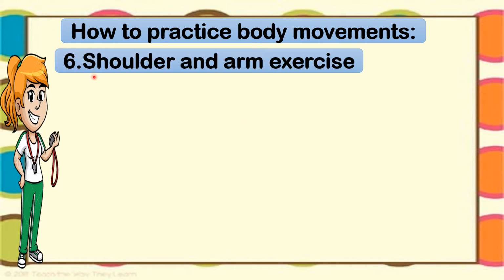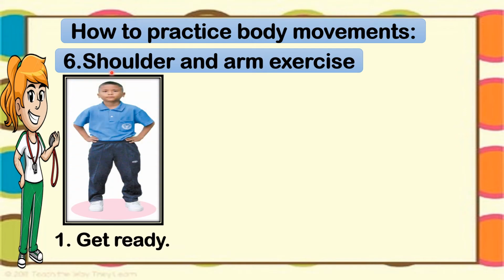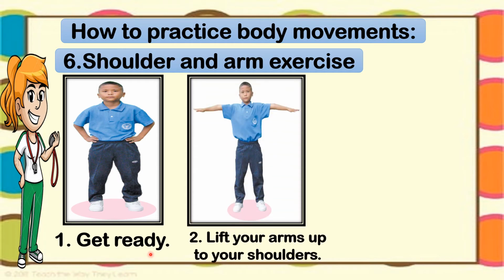Now in number 6, we have shoulder and arm exercise. So these are your shoulders, the left and the right, and also your arms, 2 arms. Now first thing that you always do is to get ready. Now if you are ready, you do number 2. So you need to lift your arms up. So from your waistline, you need to lift your arms up, the left and the right, to your shoulders. So they are aligned to your shoulders, straight.